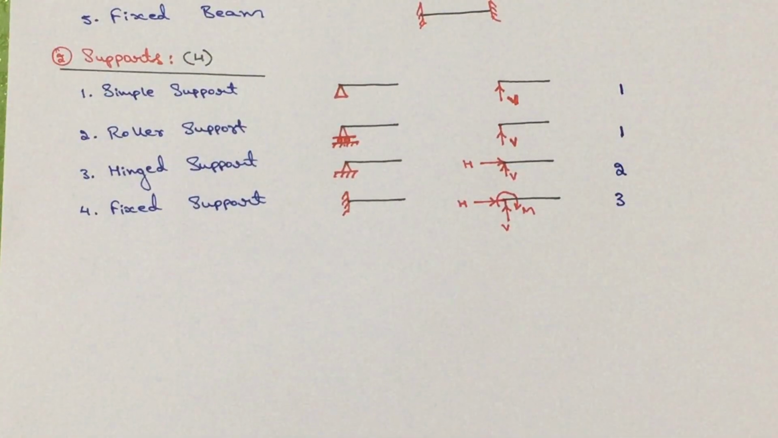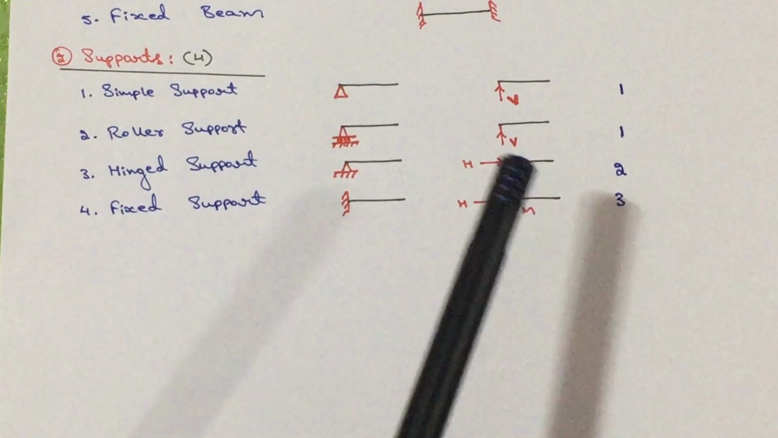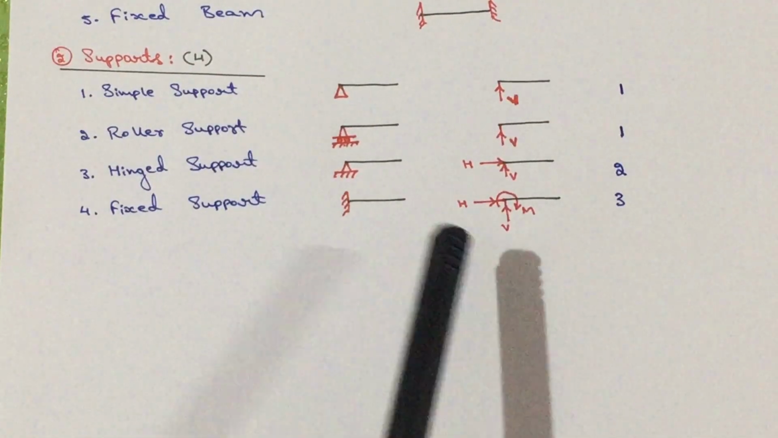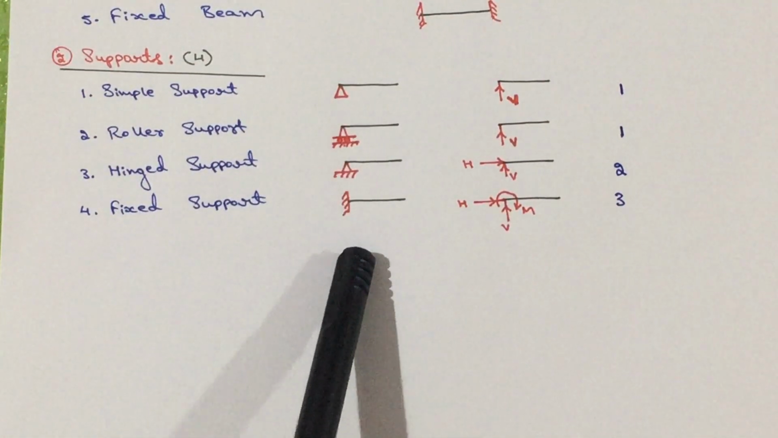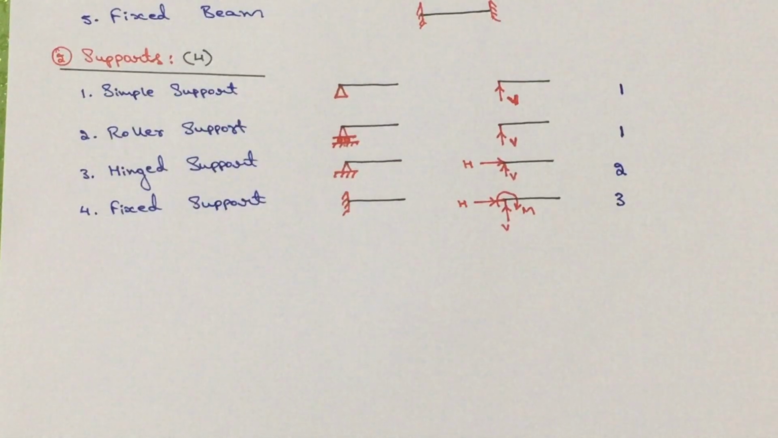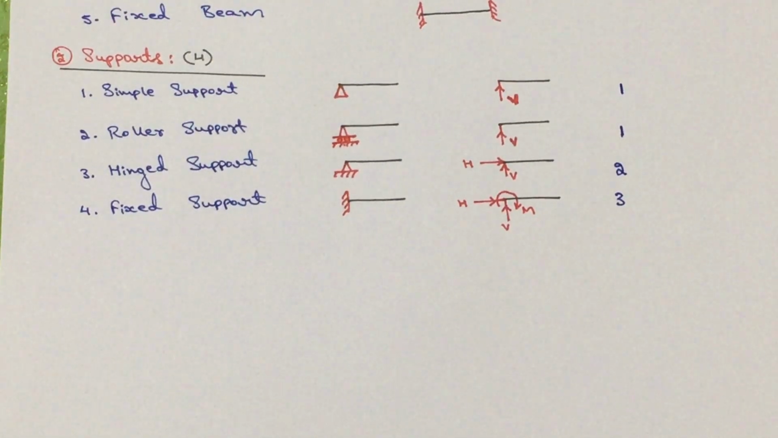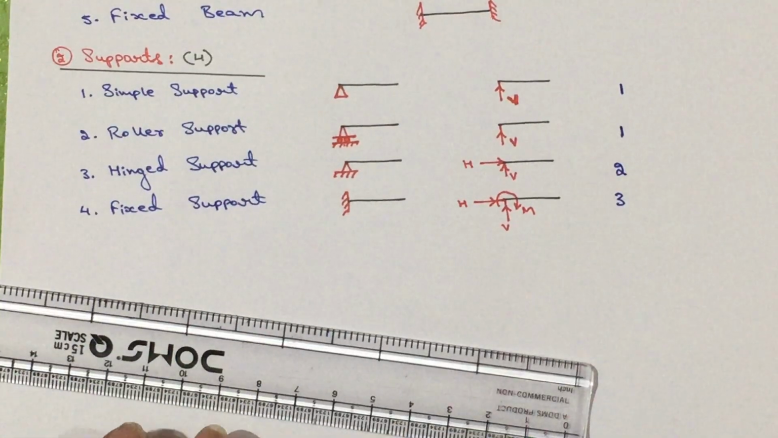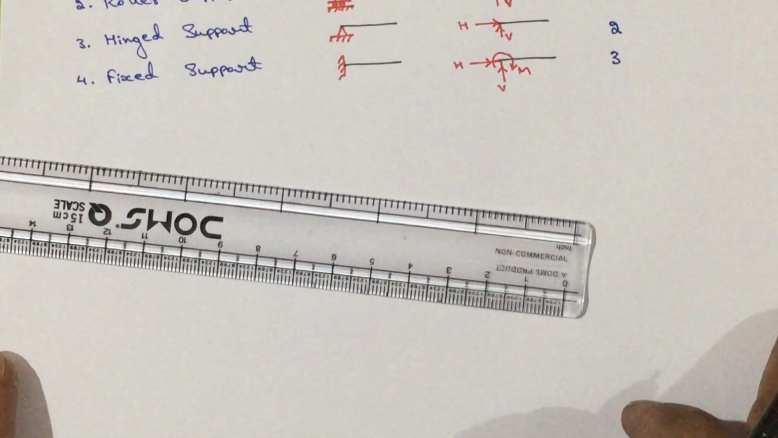It is 1, 1, 2, 3. Number of reactions in the supports. These are the reactions, support reactions. These are the support indications. These are the support names. Okay. Then we will move on to the next thing, that is beams over, supports over. We are left with loads.